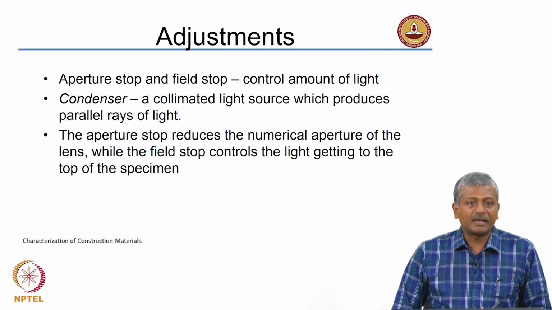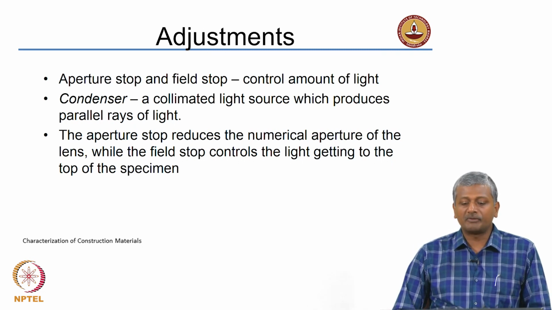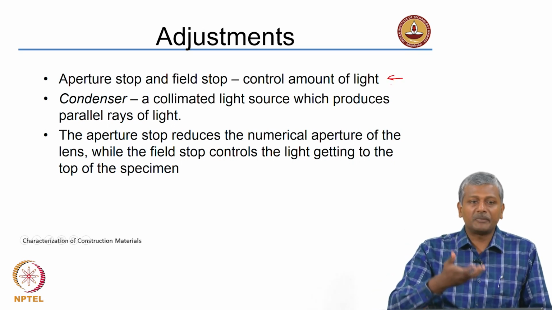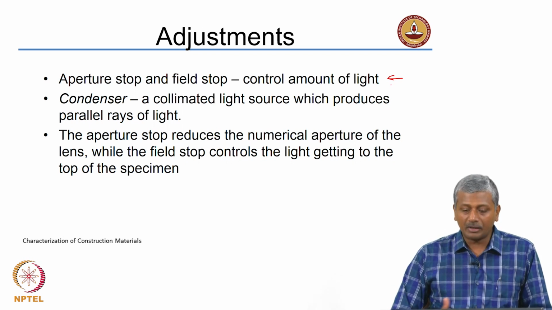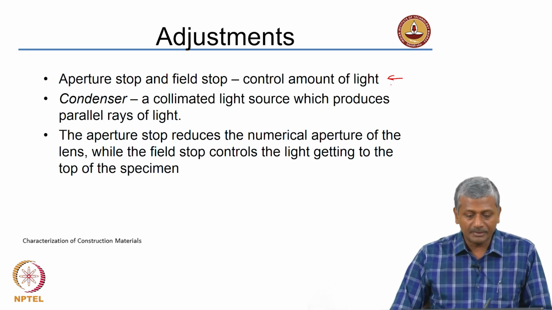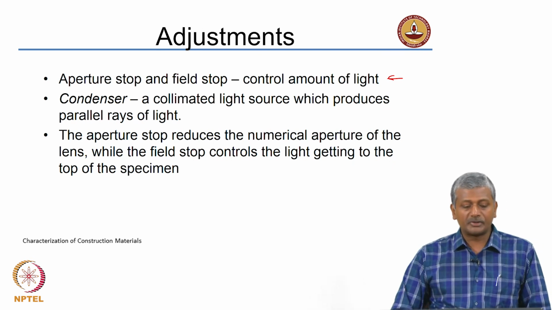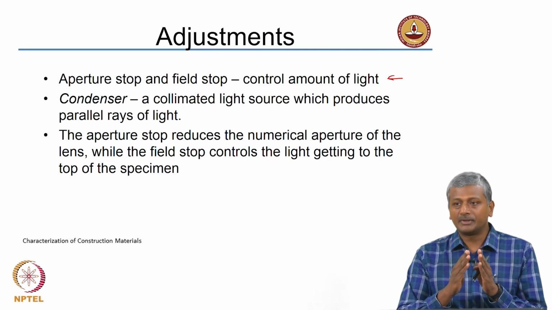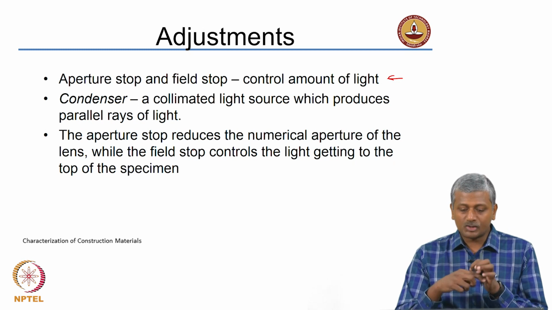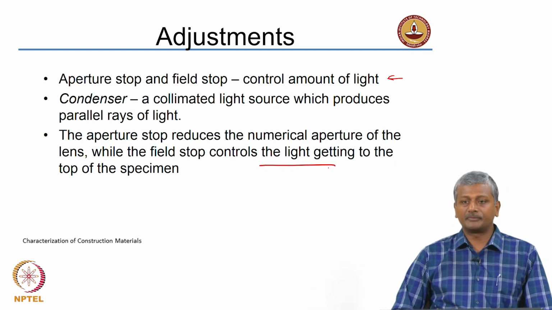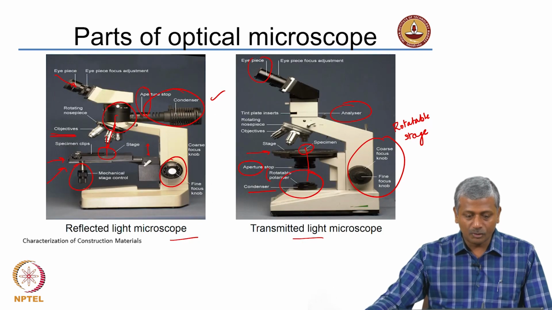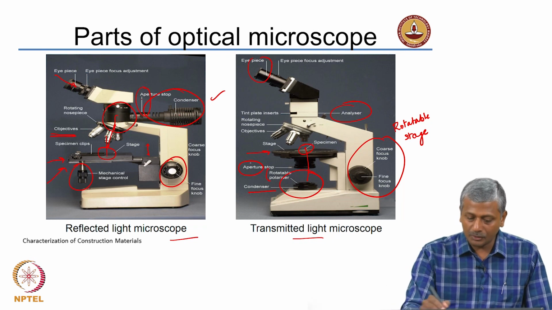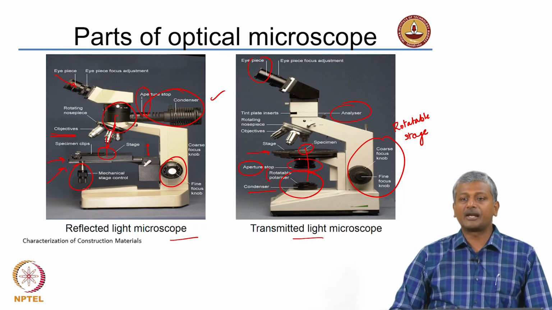So, the adjustments of the light are provided here. For example, aperture stop and field stop are the ones which control the amount of light that goes on the specimen and can be collected by the objective. A condenser is a collimated light source which produces parallel rays of light. So, the aperture stop reduces the numerical aperture of the lens, right. Please remember, when we increase the size of the aperture, the numerical aperture will go down, while the field stop controls the light getting to the top of the specimen. So, in this case if you look at the microscope, you see the aperture stop in this location here, okay, and you also have the aperture stop in the case of the transparent light microscope in that location.